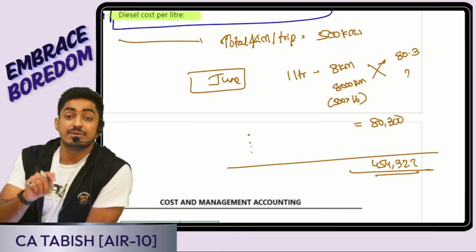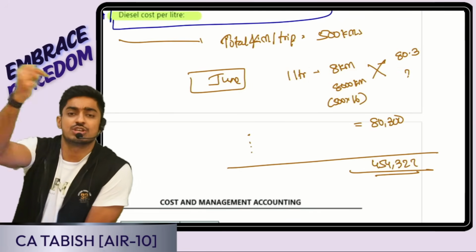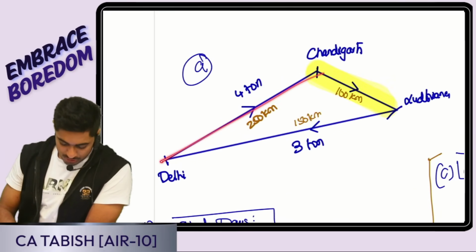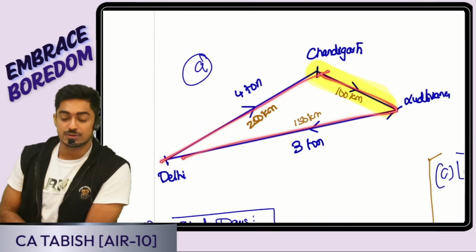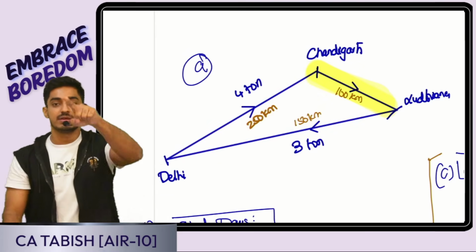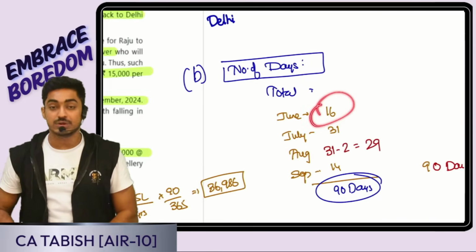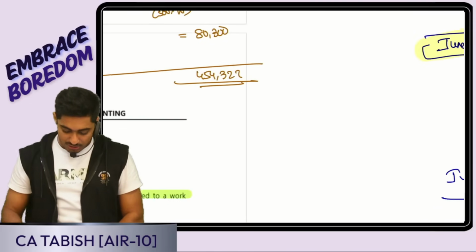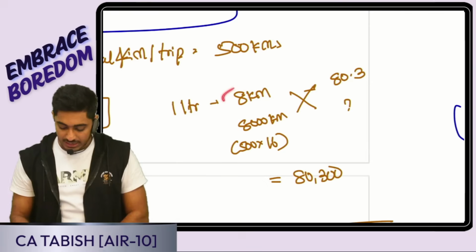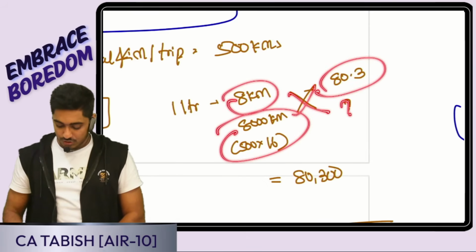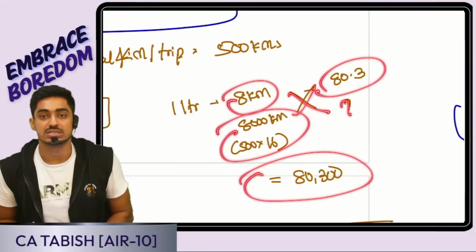80.3. Now tell me, in the month of June, in total how many kilometers did I travel? Sir, one full trip, from here to here is 250, here to here is 100, here to here is 150. So 250, 350, 500 kilometers is one full trip. In the month of June, how many days did we travel? 16 days. So 500 into 16 is 8,000 kilometers. Yes or no, everyone? So for 8 kilometers it is 80.3. For 8,000 kilometers, how much? You will get 80,300.